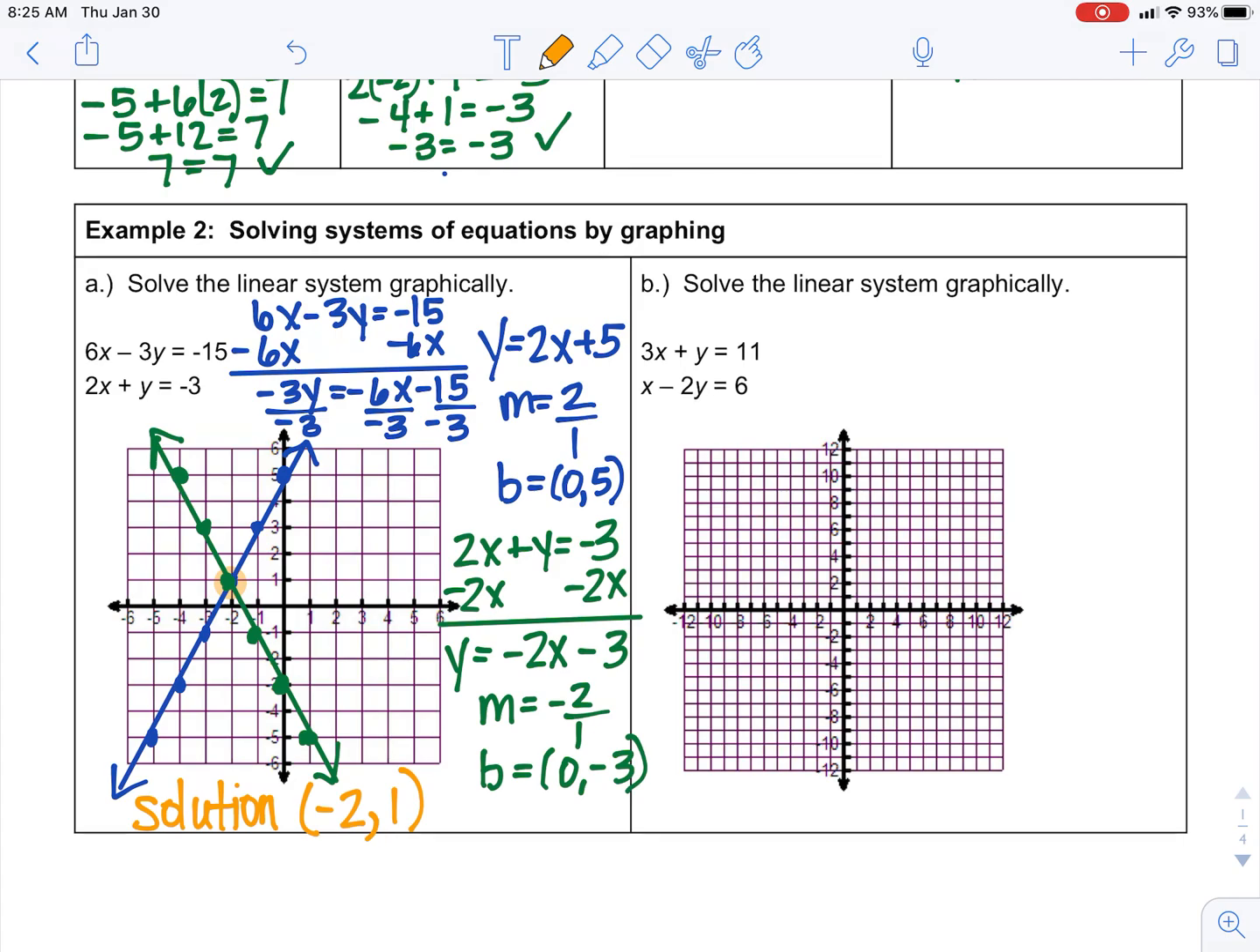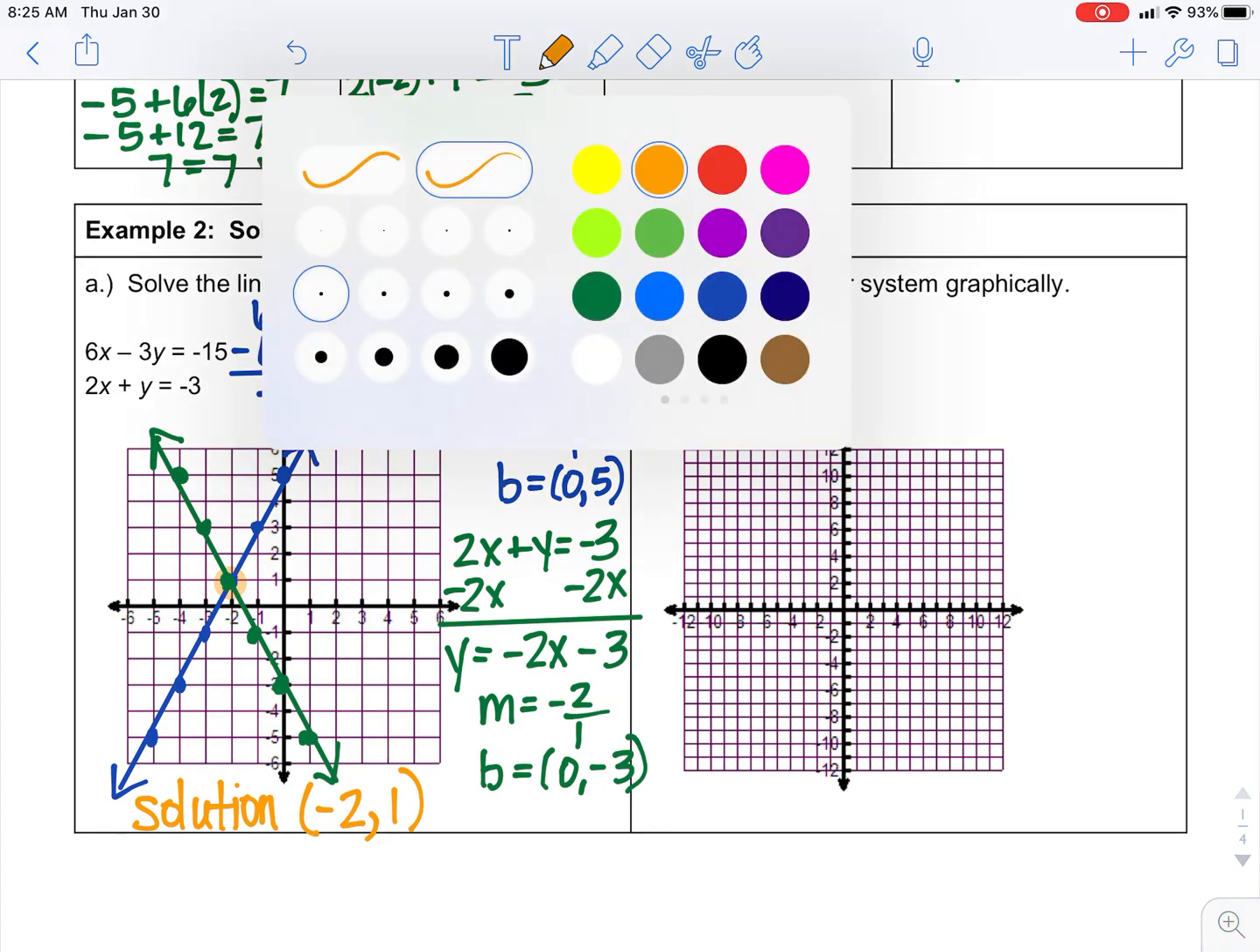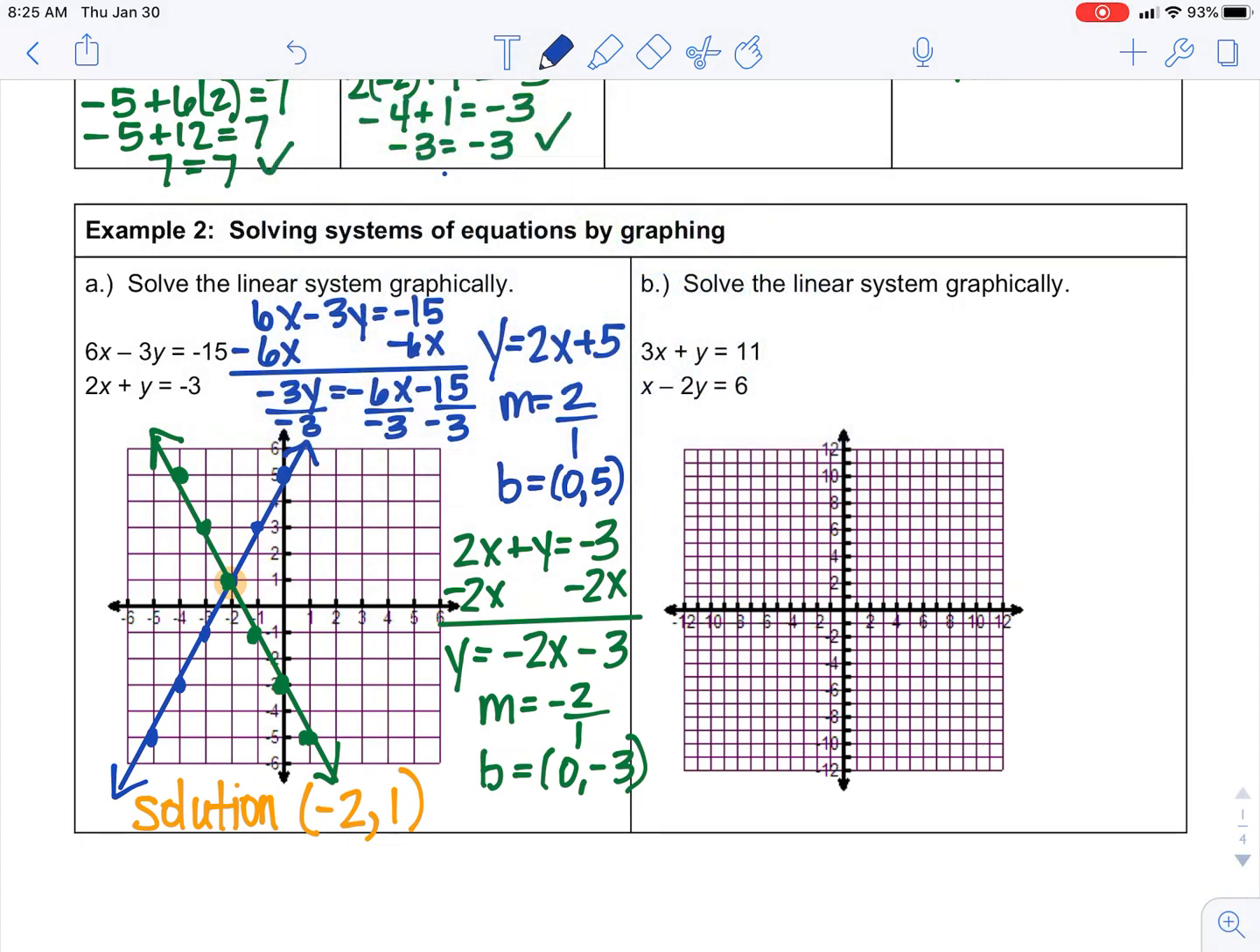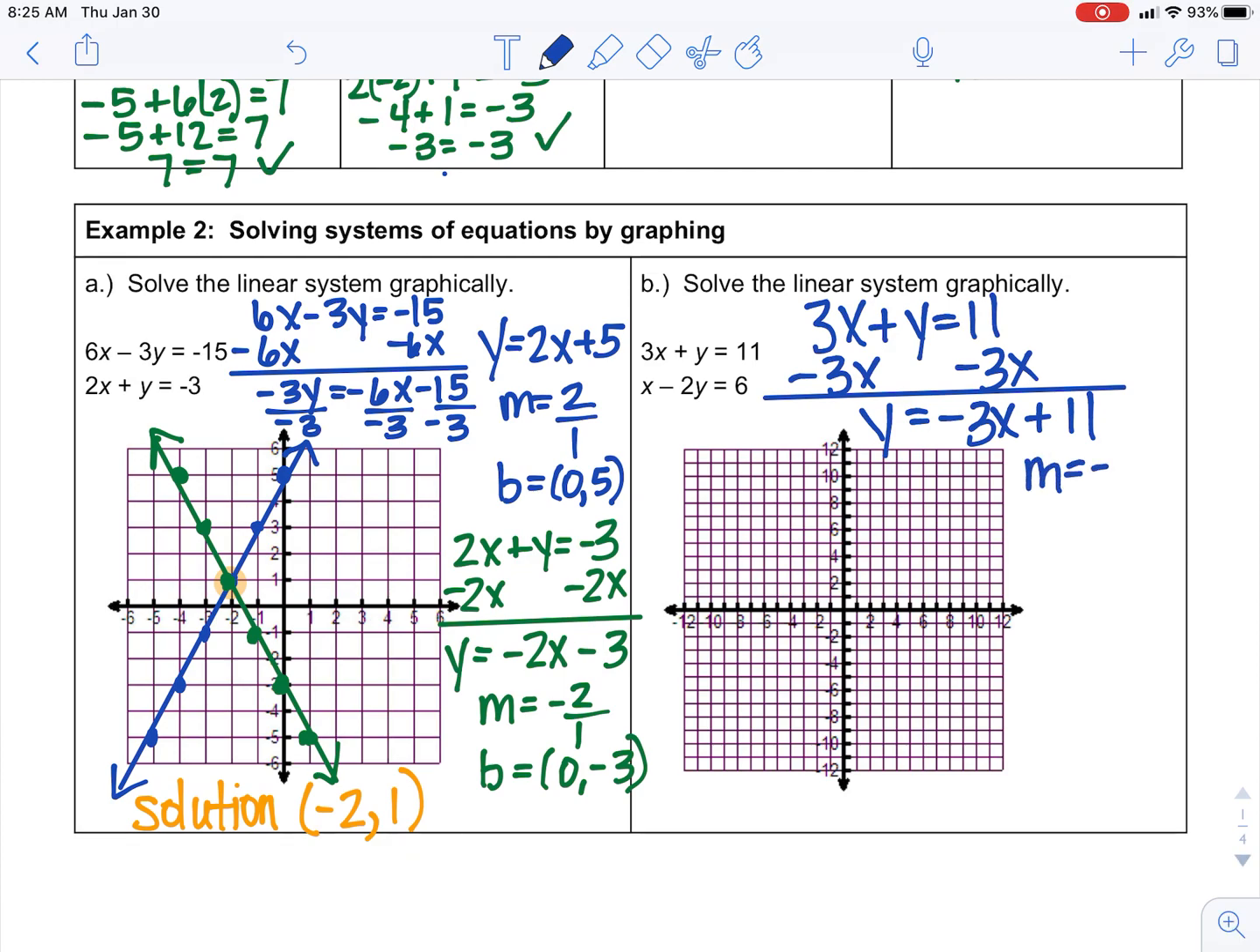Looking at example B, the first solution set is going to come from the equation 3x plus y equals 11. I have to have this in y equals mx plus b format, so I subtract 3x from both sides. That gives me y equals negative 3x plus 11. My slope is negative 3 over 1, and my y-intercept is 0, 11.